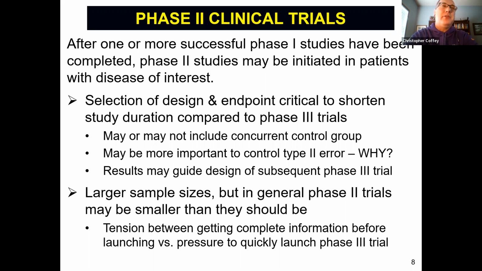It is argued that phase 2 trials, even though they're larger than phase 1, they're smaller than phase 3, and there is an argument that they're smaller than they should be. But part of that is a tension between trying to get as much information as possible before going to phase 3 to make sure that you've addressed all the key questions you need to know to go to phase 3, versus trying to get to phase 3 as quickly as possible, because if the drug works, you want to be able to show that it works as quickly as possible.